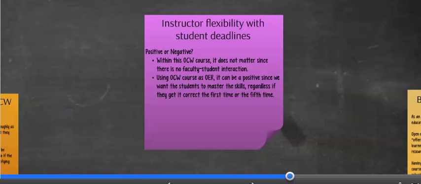So one of the things that I did want to also include is the instructor flexibility with student deadlines and whether it is positive or negative. Within this open courseware course, it does not matter since there is no faculty-student interaction. However, if using the OCW course as an OER, it can be positive since we want the students to master the skills regardless if they get it correct the first time or the 5th time.